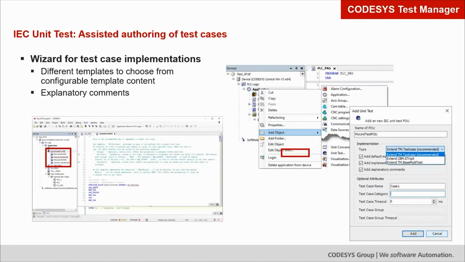We are also working on new features now in the test manager. Our new release is planned for October or November this year. And basically the big topic for this release is improved support of unit testing for IEC applications and libraries. The first part of this is that we created a new object type and wizard for implementing test cases.